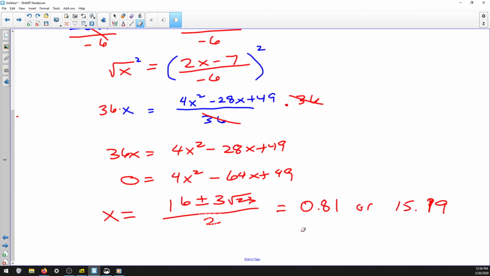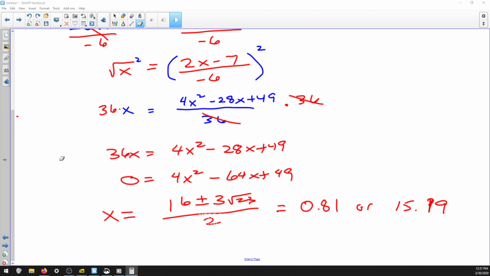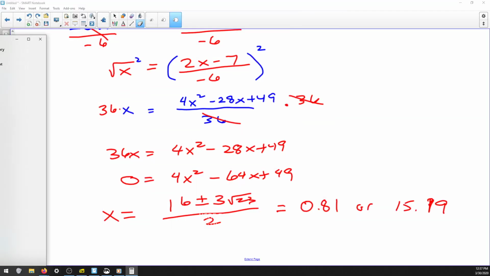If I plug in 0.81, let me bring up my calculator. You can see all my video games pinned there. I was playing Farming Simulator the other day. Let's go to my calculator. That's how bored I was. I was playing Farming Simulator.